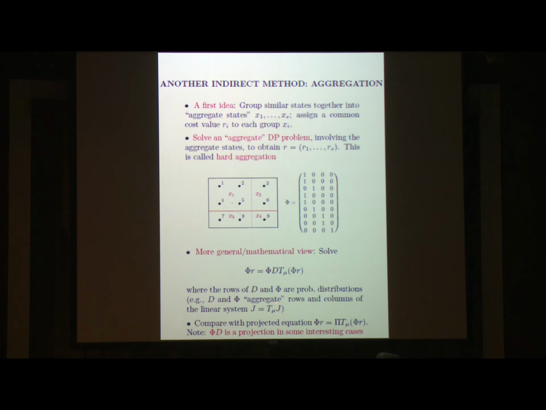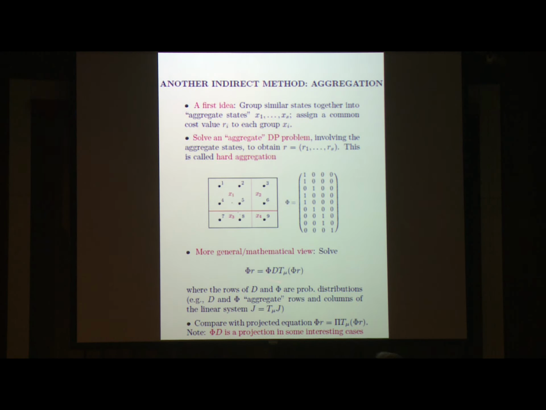You can get some intuition about what this phi and D do. If you consider the original system, this is a system involving rows and columns. If you combine different rows using a probability distribution D, that reduces the row dimension. If you combine different columns using a matrix phi, then you get a smaller column dimension. In this way, you shrink the dimension of this system, and you obtain a system whose rows and columns are obtained by weighing the rows and columns of the original. This is a more general view of the aggregation idea.